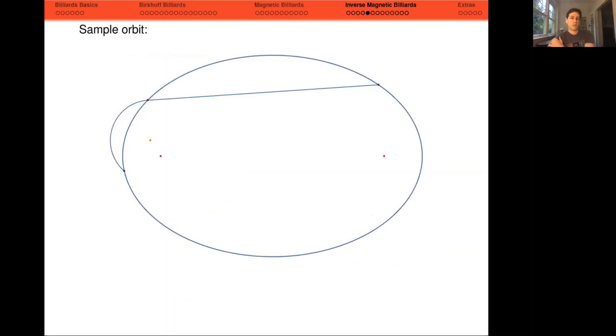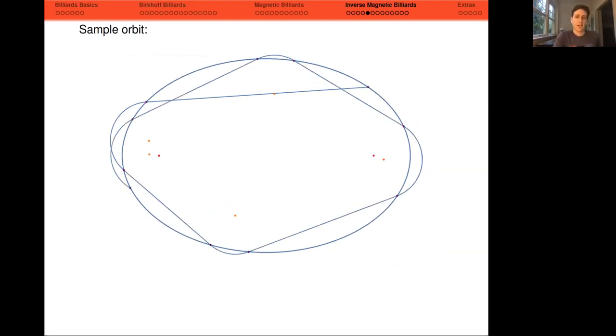So here's an example of a sample orbit inside an ellipse, where again it moves on a straight line and then moves on a circular arc on the outside. In orange, these are the centers of these Larmor circles, and in red, we've got each focus of this ellipse. And so we can iterate this map several times and see what it looks like.